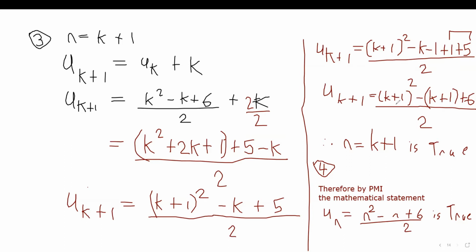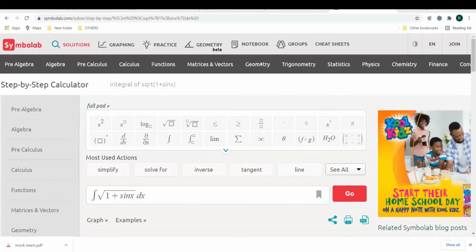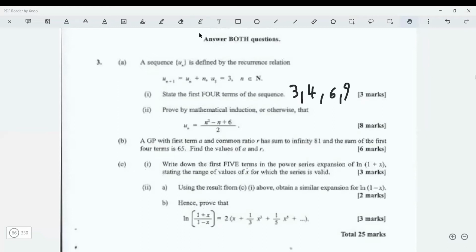I realize you're good with the divisibility, but the summation and the sequence ones are where you're having difficulties. So you just need to practice some more. You need to write down what you're trying to prove and then think of how you're going to get there. It's not always going to be the same.